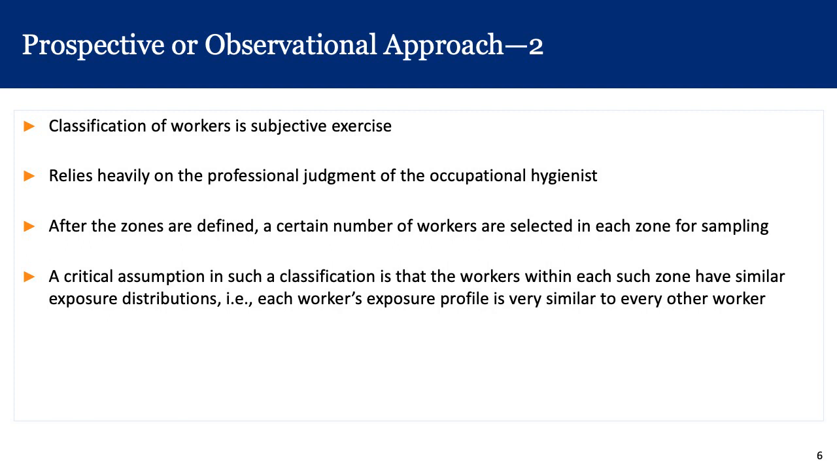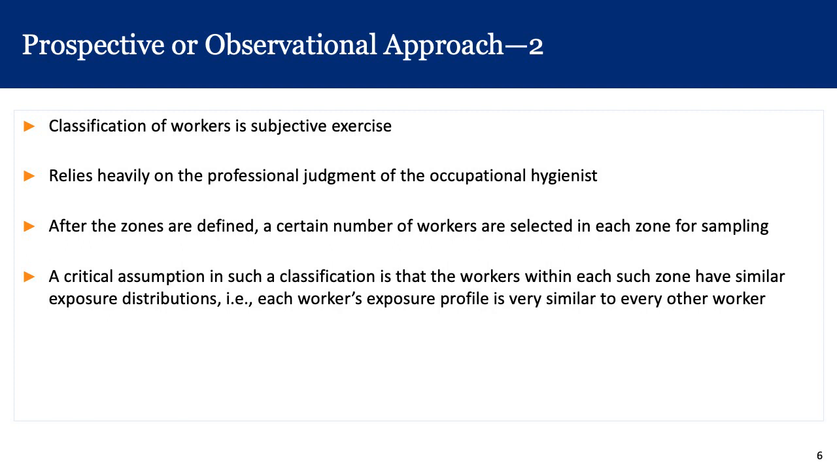The classification of workers into SEGs using this observational approach is subjective. The industrial hygienist or occupational hygienist observes workers doing different tasks with different chemicals and different types of environmental controls and decides that this group of workers is one SEG and this other group is a different SEG. This relies heavily on the professional judgment of the occupational hygienist. Once these exposure zones, or what are called SEGs today, are defined, a certain number of workers are selected in each zone or SEG for sampling.